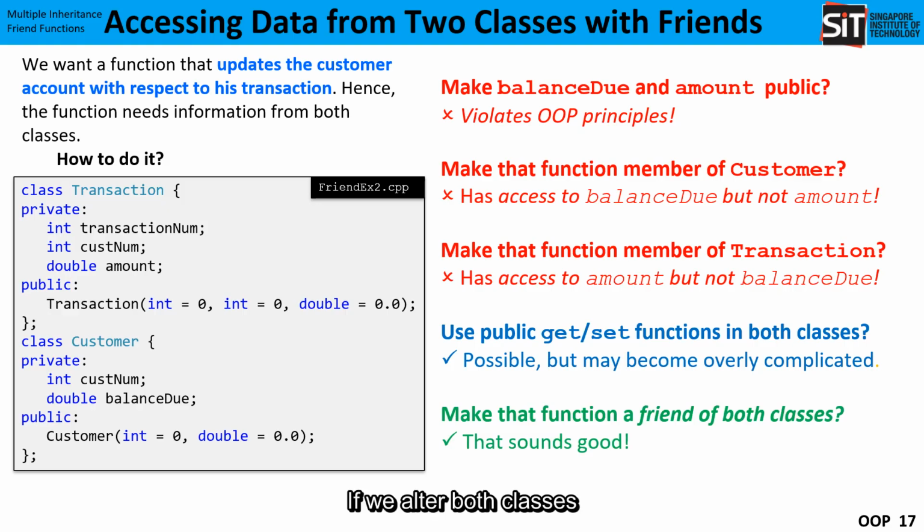If we alter both classes to make the payment application function a friend of both classes, now the function can use data from each class. Now sounds good to go. Let's go over to the next slide to see how we can do so.